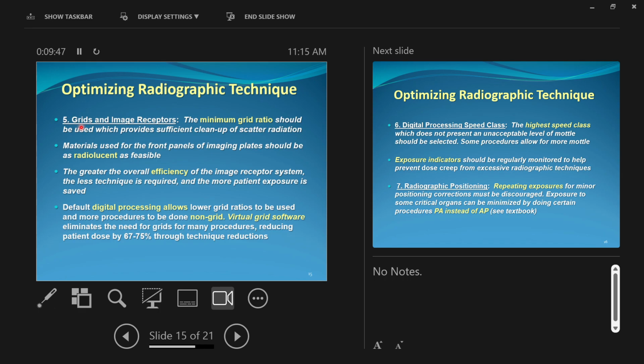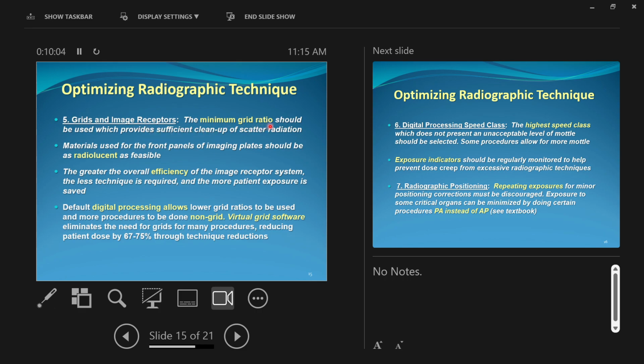Grids are devices to catch and stop scattered radiation from reaching our image receptor. Our image receptor is the thing that captures the image. It converts the X-ray beam into a latent image and then processes it.